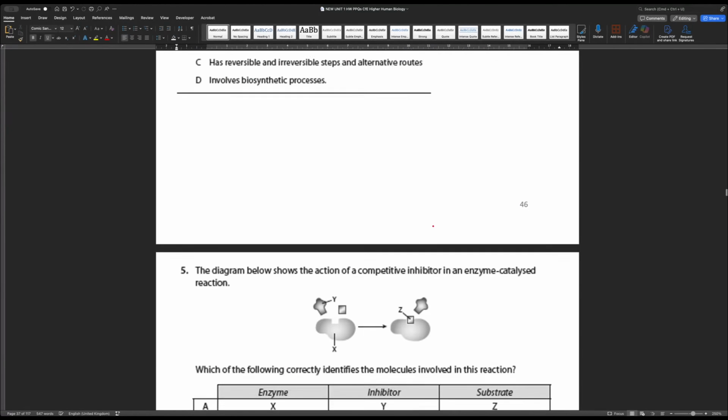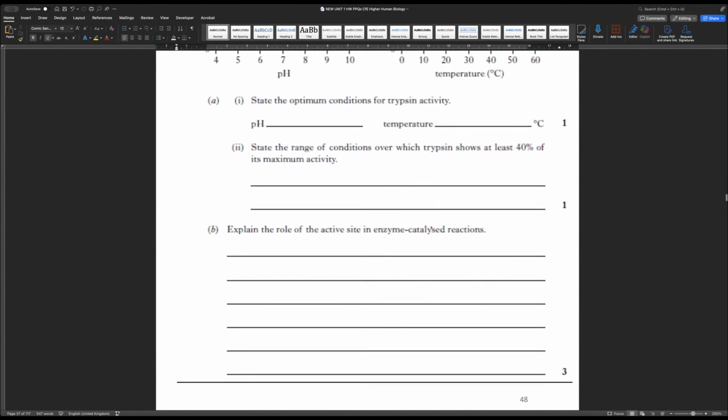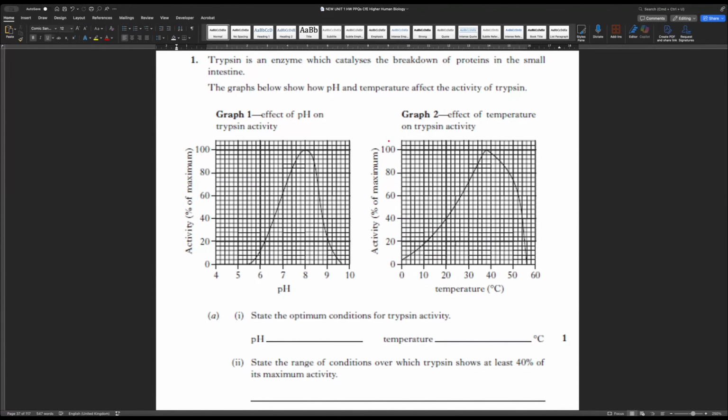Okay, so that's enough for the multi-choice just now. Let's have a look at a section 2 question. So trypsin is an enzyme which catalyzes the breakdown of proteins in the small intestine. The graphs below show how pH and temperature affect the activity of trypsin. So effect of pH and the effect of temperature.